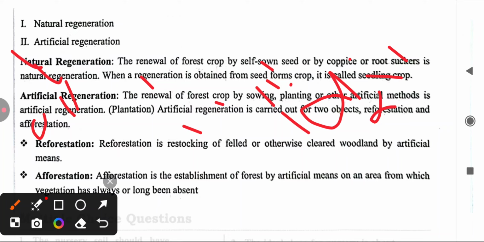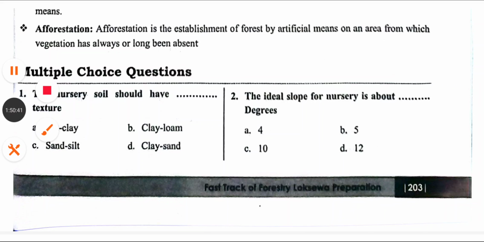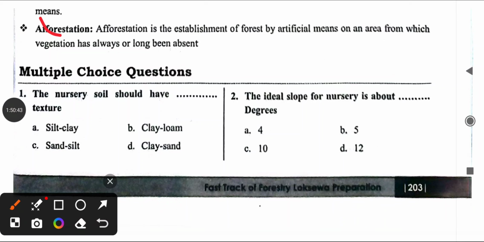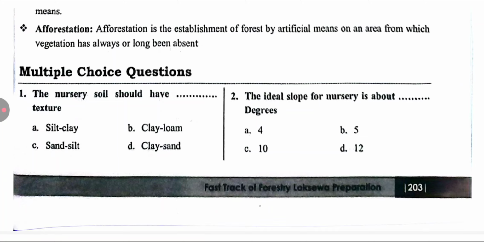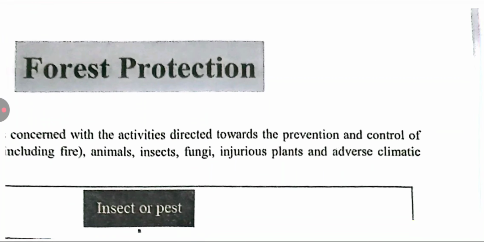Reforestation is restocking of a field or otherwise cleared woodland by artificial means. And afforestation is the establishment of forest by artificial means on an area from which vegetation has always or long been absent. Okay, and we are going to forest protection.